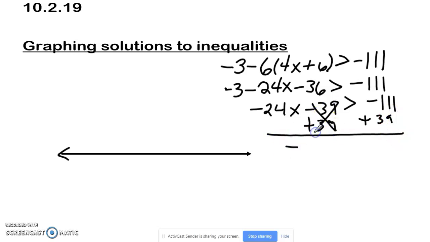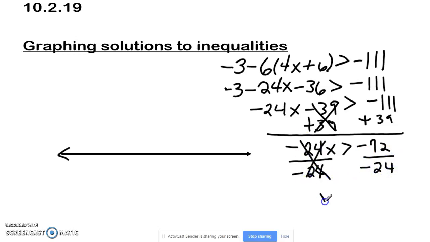And on the left, I get a -24x. On the right, I get -72. And now I'm going to divide by -24 to get x by itself. And because I'm dividing by a negative, I change the direction of my inequality. So rather than greater than, x is going to be less than, I'm going to guess 3. Is that right?